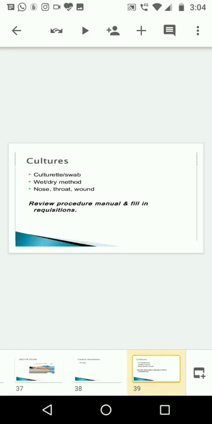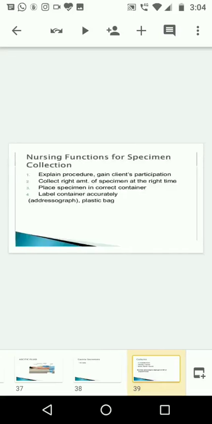So these were the culture and sensitivity tests. There are some nursing functions for culture and sensitivity or specimen collection. First of all, explain the procedure, gain the client's participation, collect the right amount of specimen at the right time, and place the specimen in the correct container. If it is for a sterile procedure, you should take a sterile container, or if it is a random collection or a clean procedure, you should take a clean container.